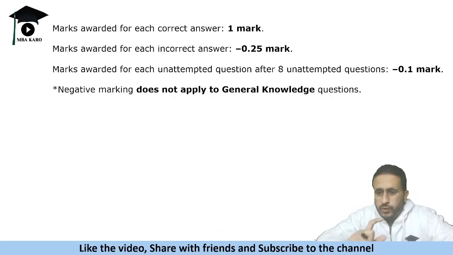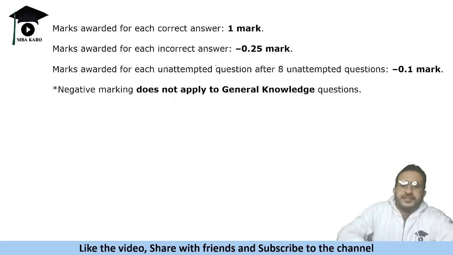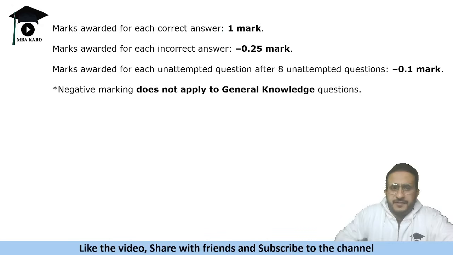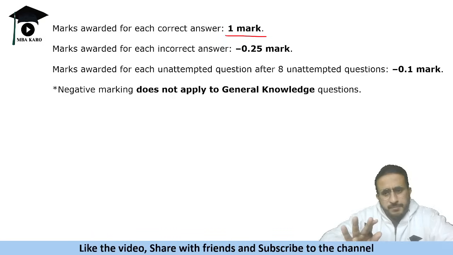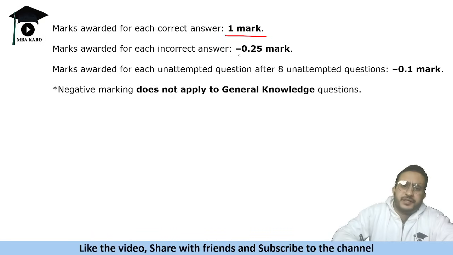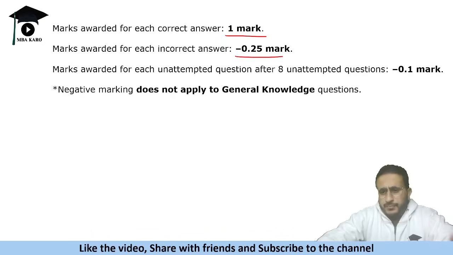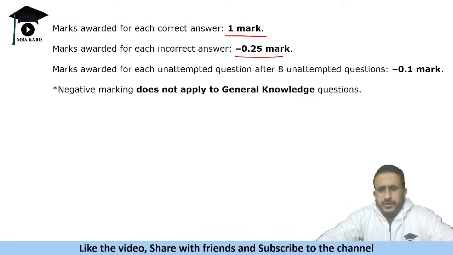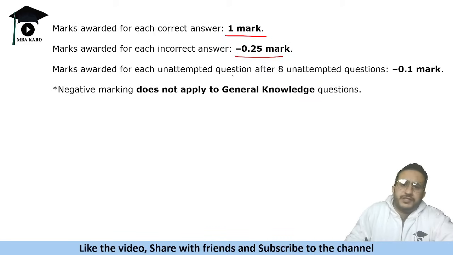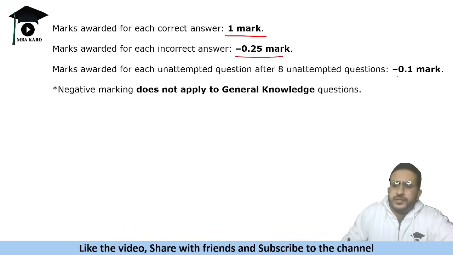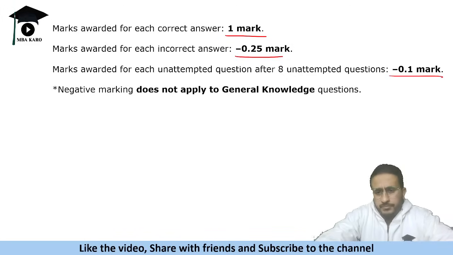First, understand what the XAT marking system is. It is applicable only to Part 1. It is going to have 75 questions, and for each correct answer there is 1 mark. Simple. For each incorrect answer it is minus 0.25. These are quite obvious things to understand. Now, the marks awarded for each unattempted question after 8 unattempted questions is minus 0.1 mark.